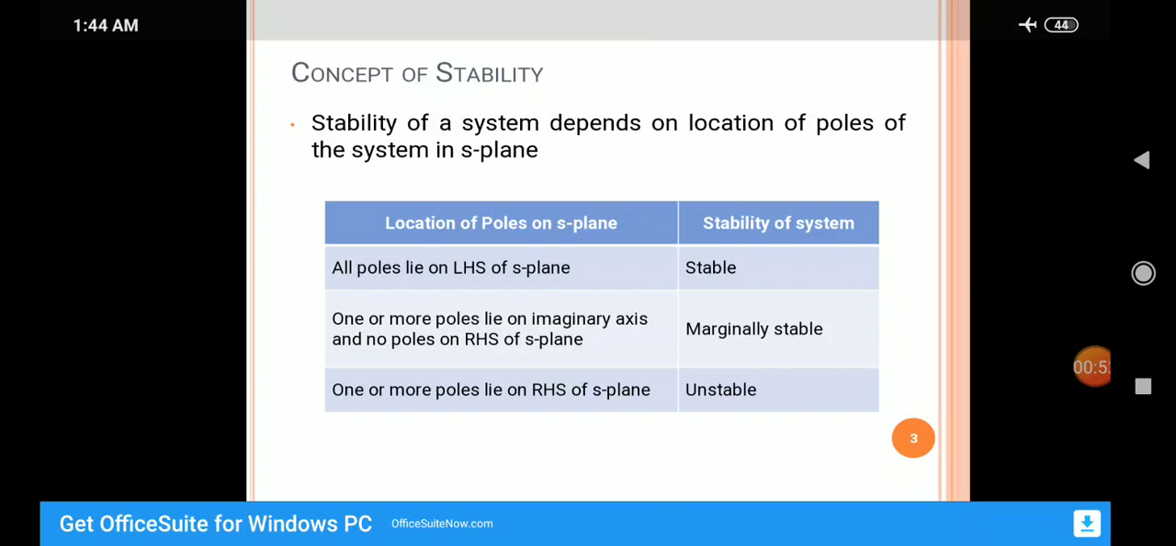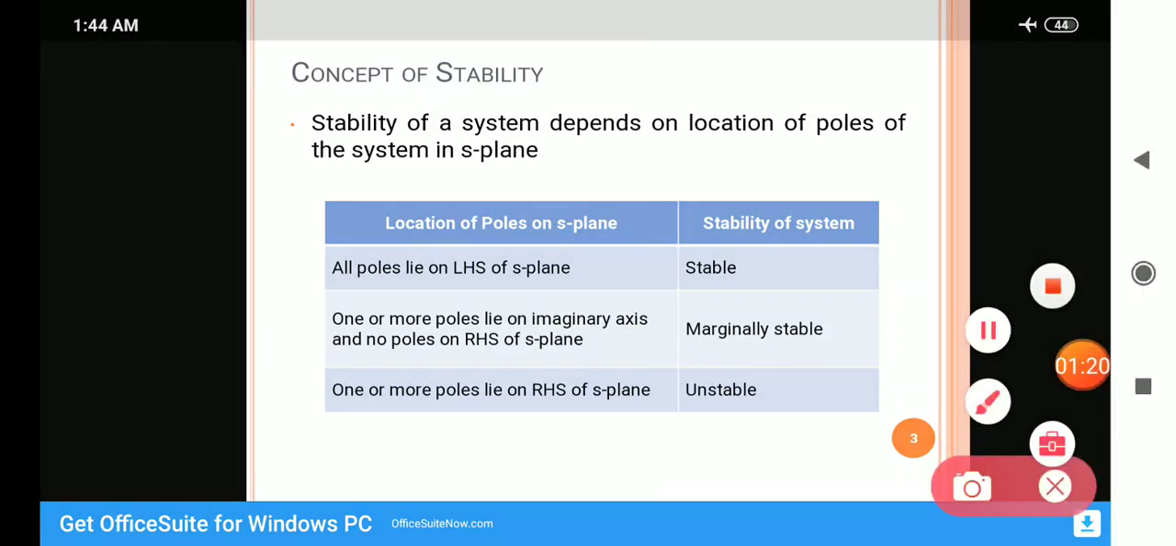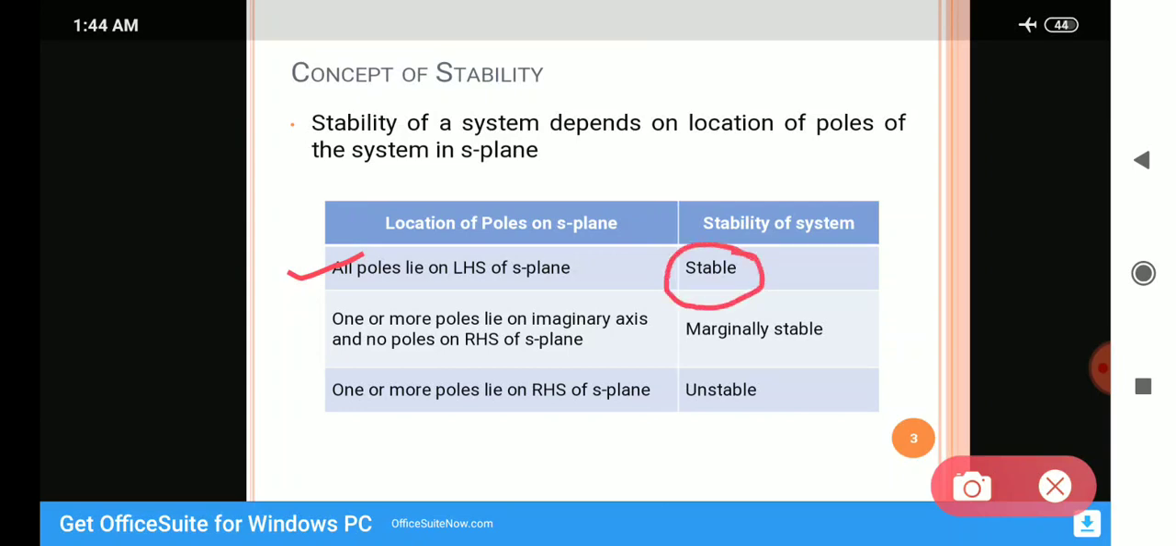In a classical control theory, we represent a control system by transfer function. In transfer function, we come across poles. Now these poles play a very important role in determining the stability of the system. The location of poles in the S-plane will determine whether the system is stable or not. There are three criteria in this. The first one is if all the poles of the system lie on the left hand side of the S-plane, then we call the system as stable.